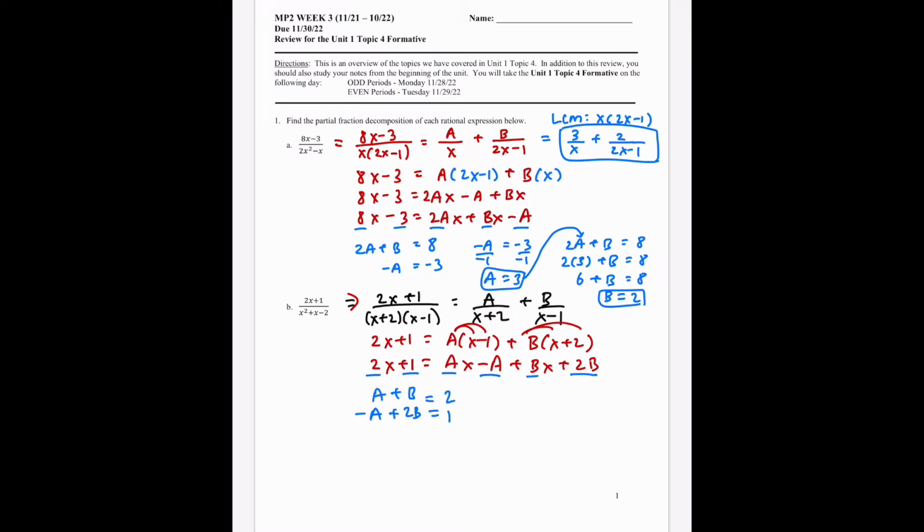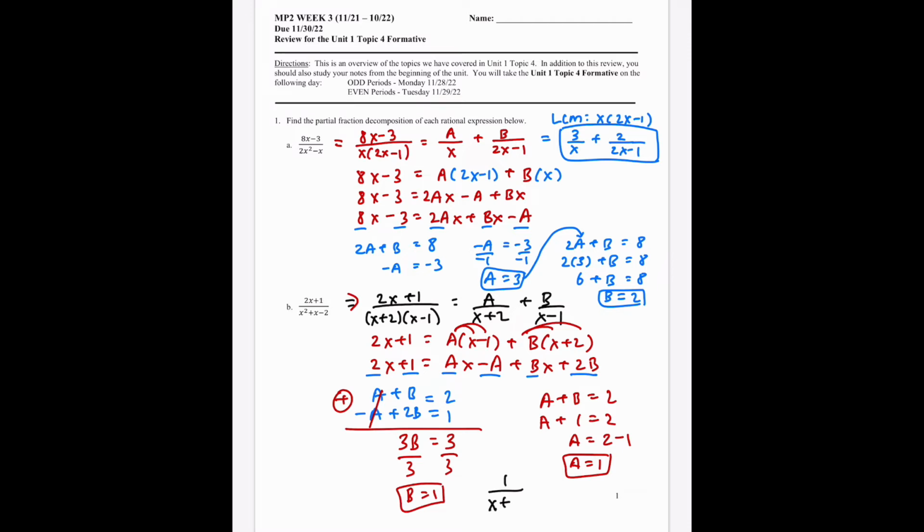And this one is very straightforward. We can just add these up. If I add these up, the a goes away. So 3b is equal to 3. Divide both sides by 3. B is equal to 1. Well, we know that a plus b is 2. So b was 1. A is just 2 minus 1. So a is equal to 1. And then you plug it back in, and you get the exact same answer as before. 1 over x plus 2 plus 1 over x minus 1. That is our answer.